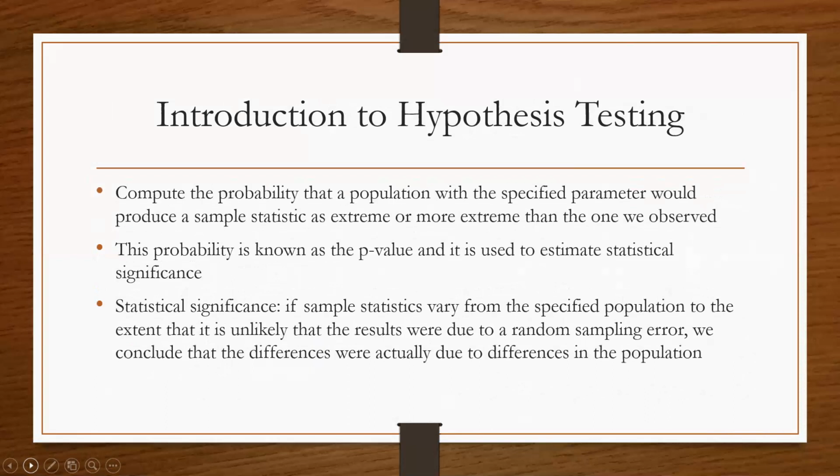Introduction to hypothesis testing. You want to compute the probability that a population with a specified parameter would produce a sample statistic as extreme or more extreme than the one we observed. The probability of that happening is the p-value. And if the sample statistic varies from the specified population parameter to the extent that it is very unlikely to occur due to simple random sampling error, we have to conclude that there actually is a difference due to the differences in the population.